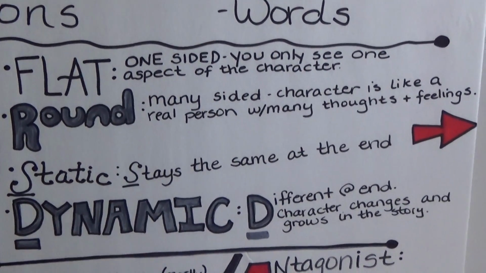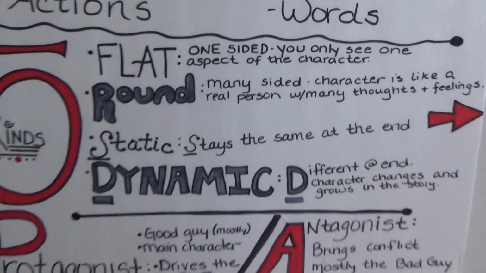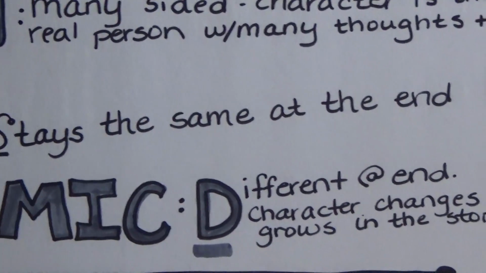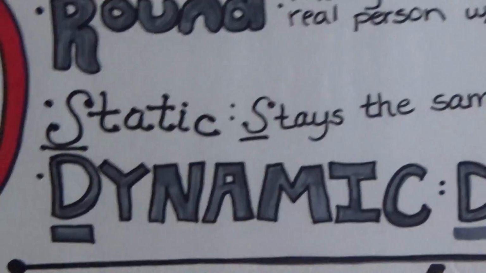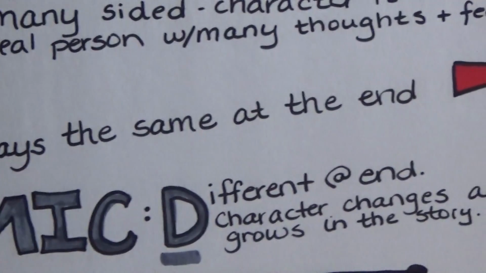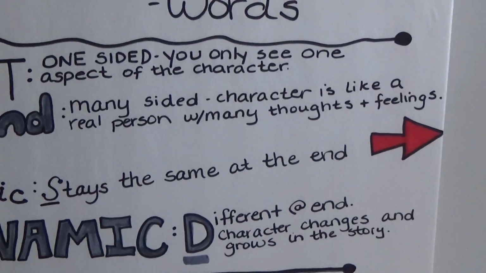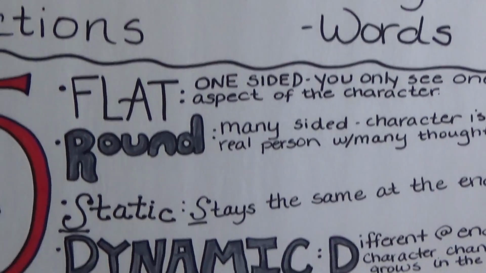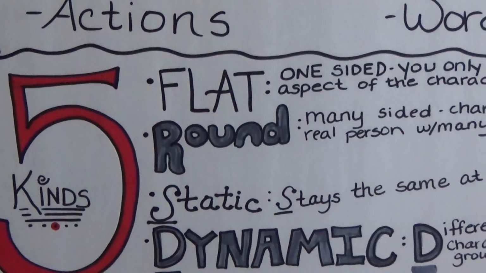Now, the opposite of a static character is a dynamic character. You're going to remember this with the D's. A dynamic character is different at the end. Dynamic, different. A dynamic character is different at the end because they change and grow throughout the story. So we have flat, round, static, and dynamic. That's only 4 out of our 5.